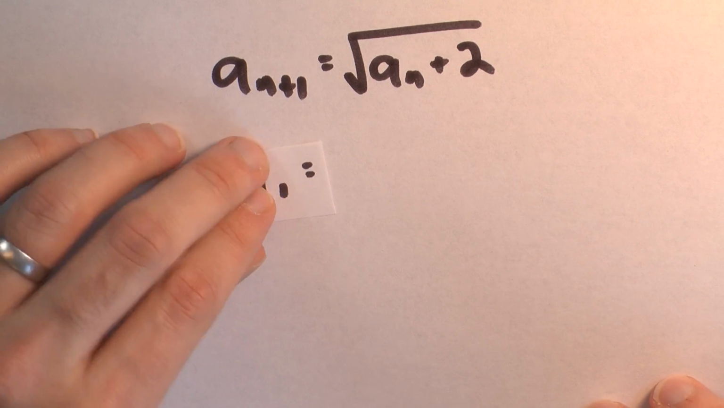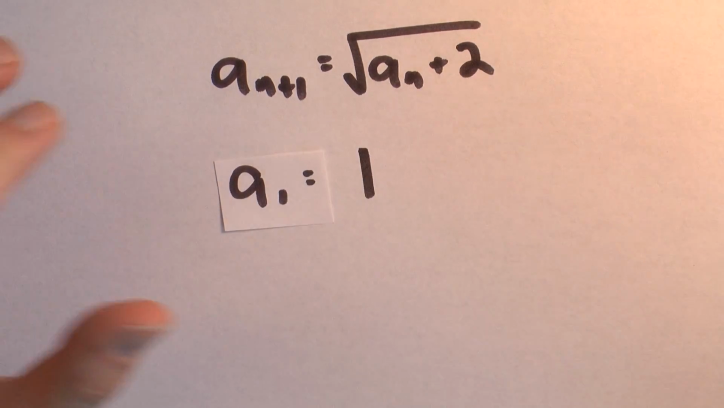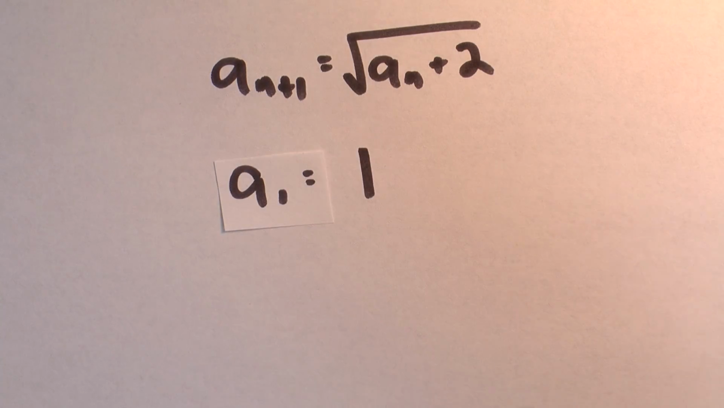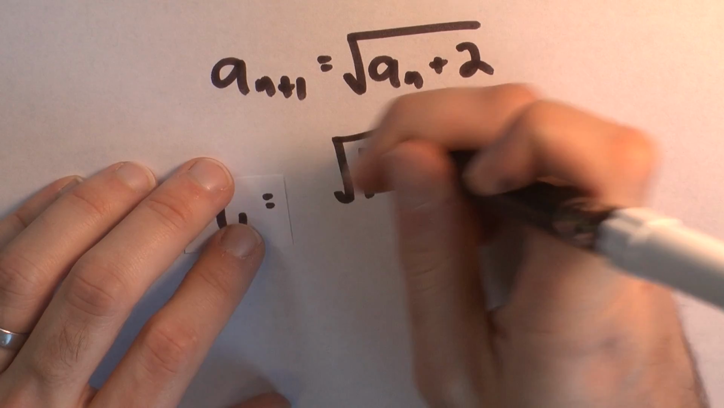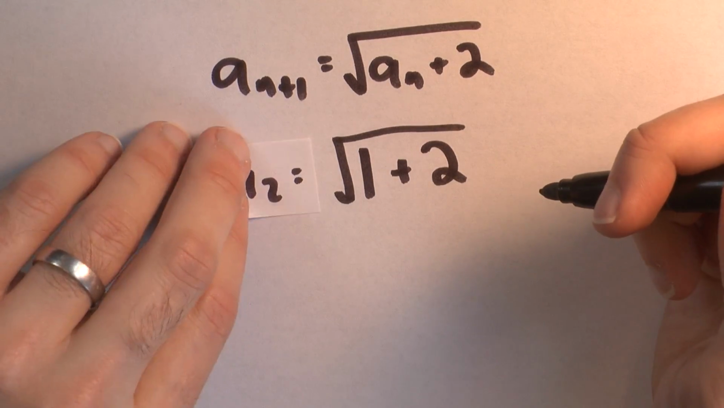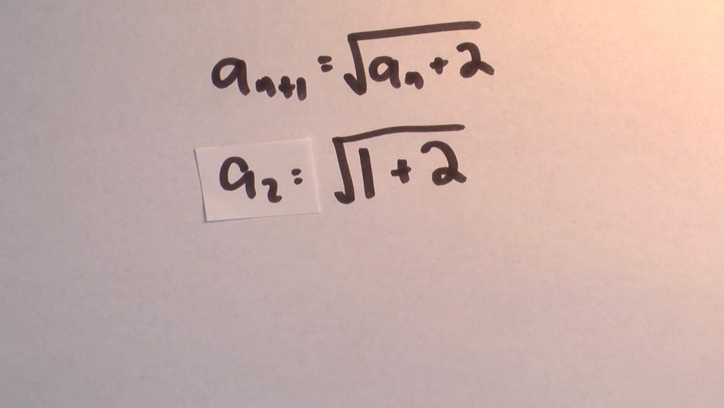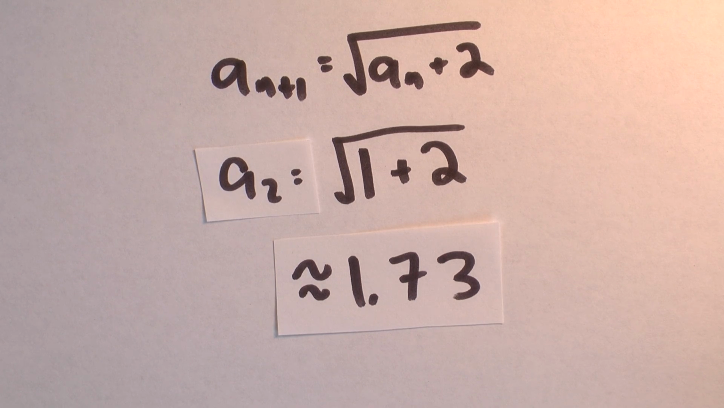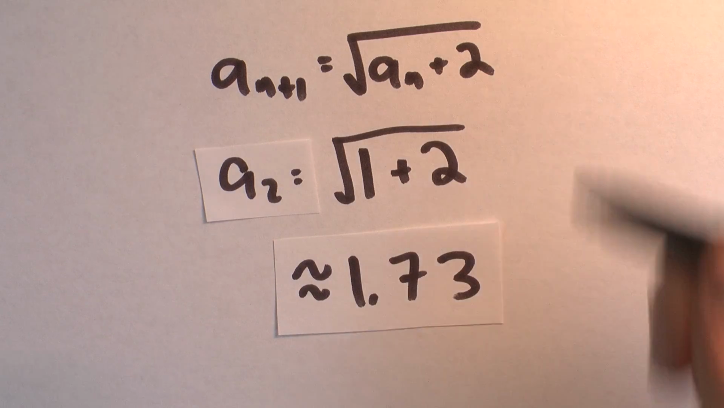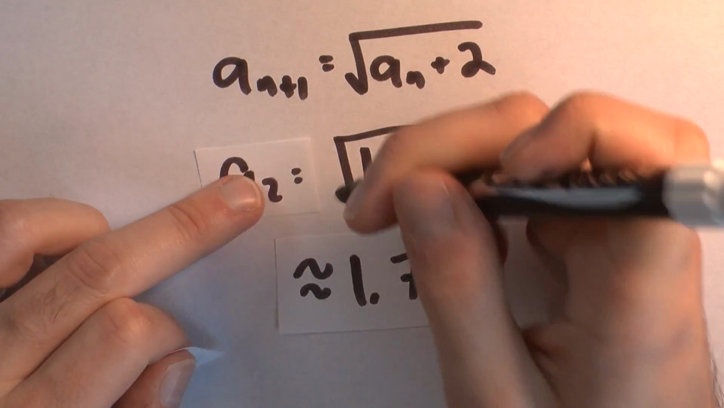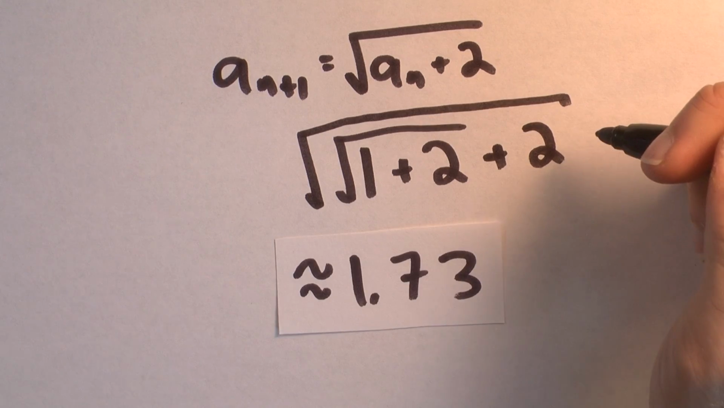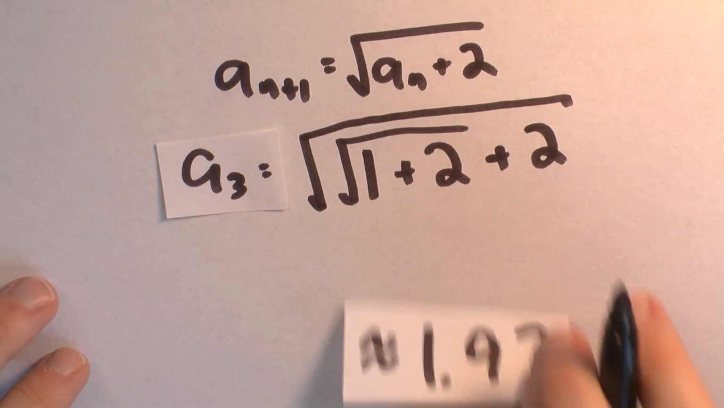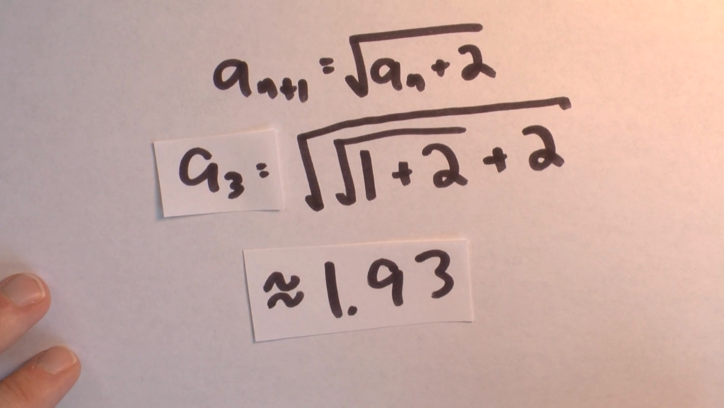So the first term in this sequence was just defined to be 1. To get the next term, I use this recursive definition. I'll add 2 and take the square root, and that gives me the a sub 2 term, and that's the square root of 3, which is about 1.73. Now to compute the next term, well, using this formula, I'll add 2 and then take the square root of all that. That'll give me the a sub 3 term, and that's about 1.93.